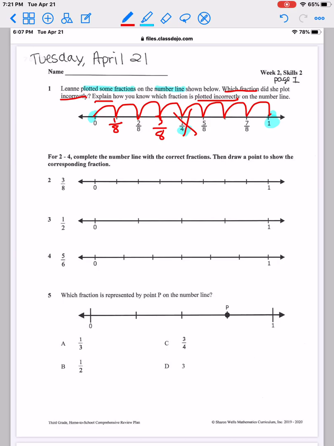So, which fraction did she plot incorrectly? 1 out of 4 is incorrect. Why? Because there should be 8 equal parts. The denominator should be 8.